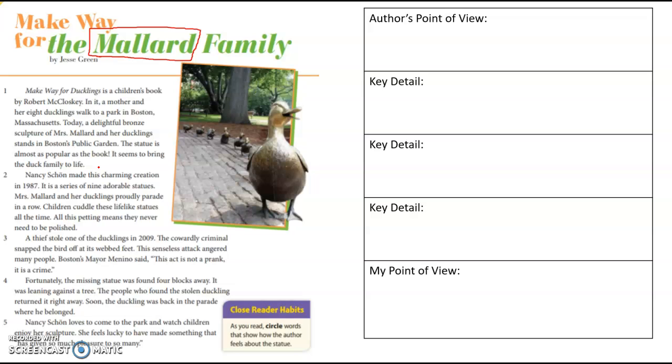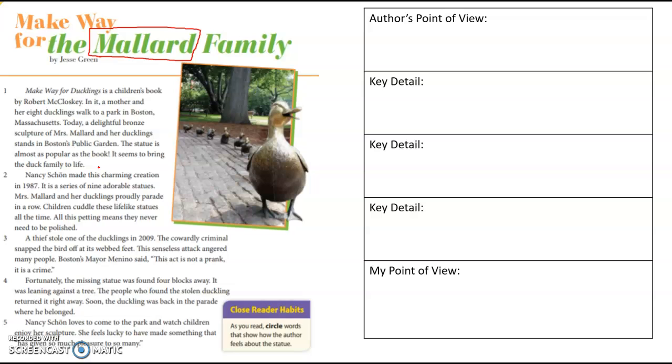Mrs. Mallard and her ducklings proudly parade in a row. Children cuddle these lifelike statues all the time. All this petting means they never need to be polished. A thief stole one of the ducklings in 2009. The cowardly criminals snapped the bird off at its webbed feet. The senseless attack angered many people. Boston's Mayor Menino said, "This act is not a prank, it is a crime." Fortunately, the missing statue was found 4 blocks away. It was leaning against a tree. The people who found the stolen duckling returned it right away. Soon the duckling was back in the parade where he belonged.